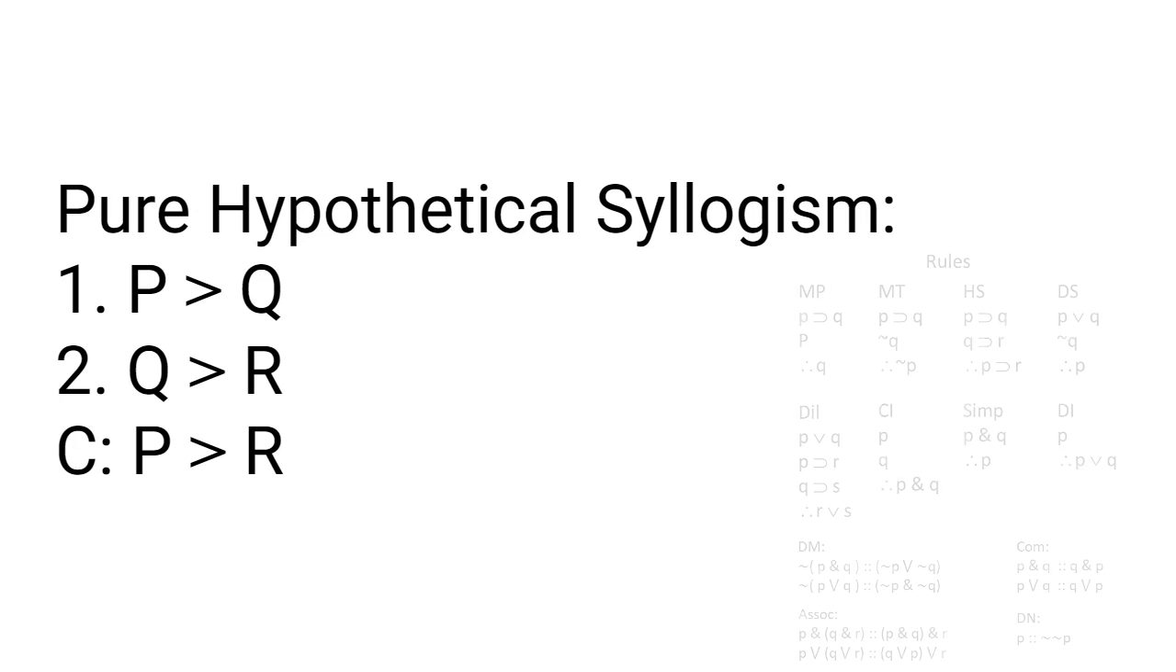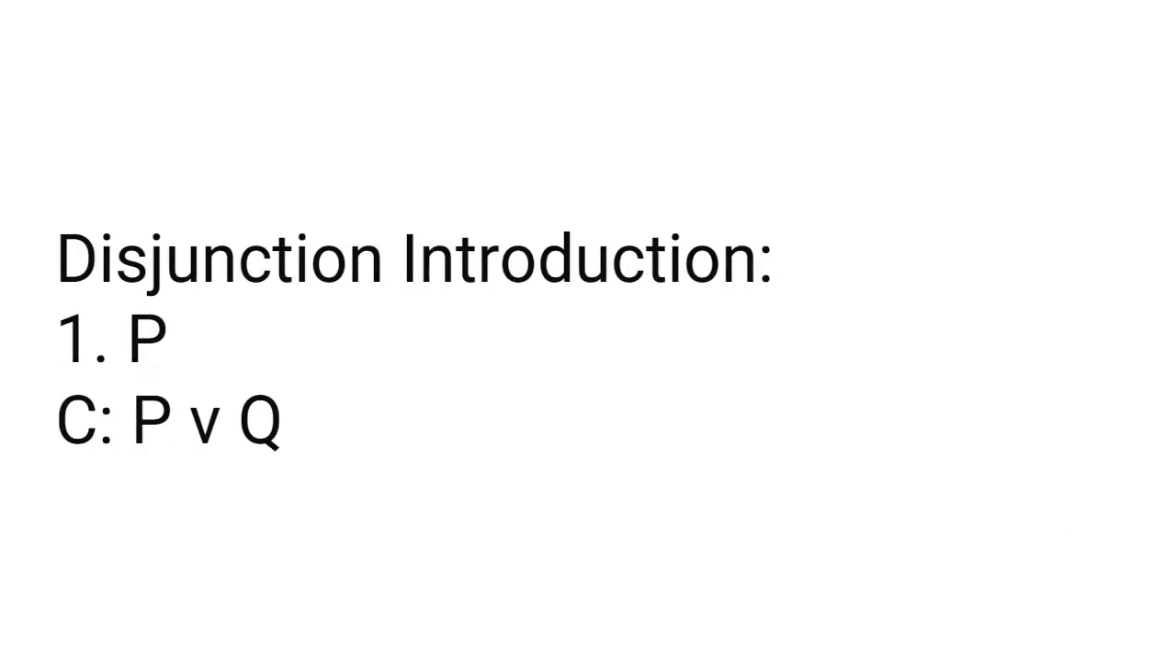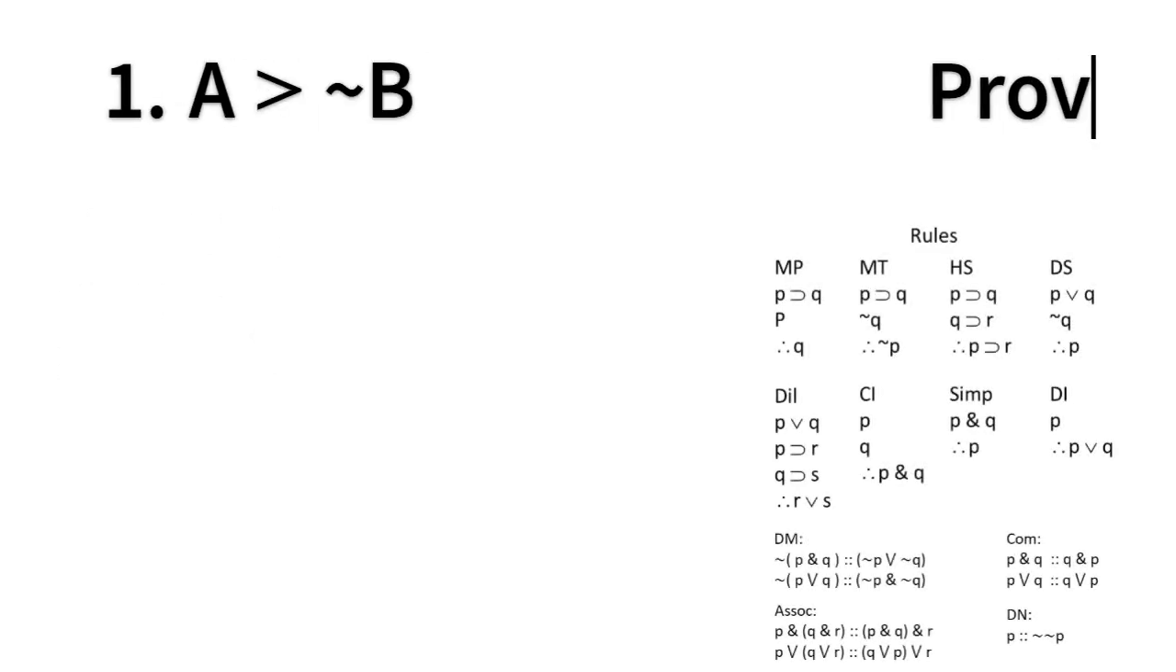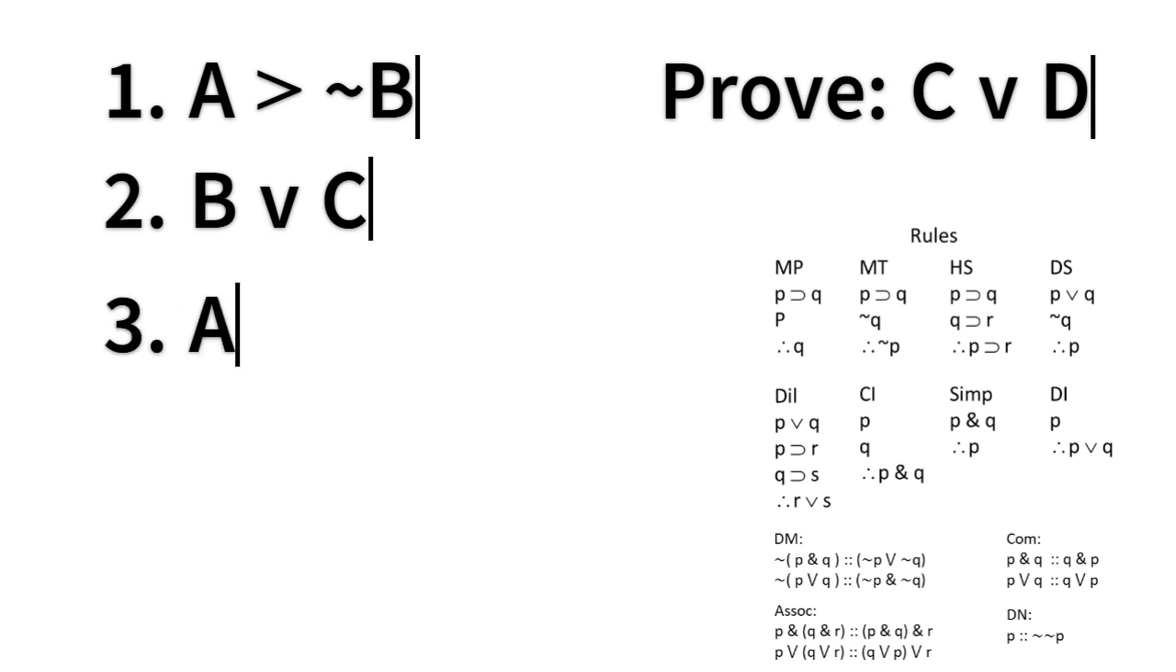Another inference rule introduced in this chapter is the disjunction introduction, also known as addition, which states that we can infer P or Q from the mere truth of P, because after all, only one disjunct needs to be true for the overall disjunction to be true. Let's work through this one without giving any ordinary language translation. The goal of this argument is to prove that C or D is a valid inference.